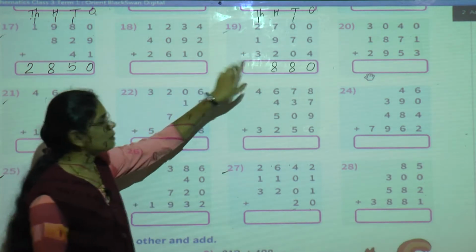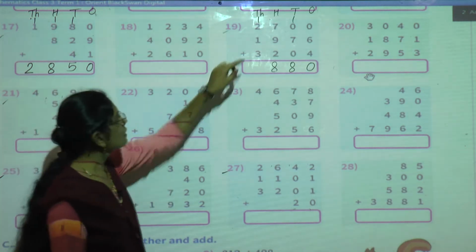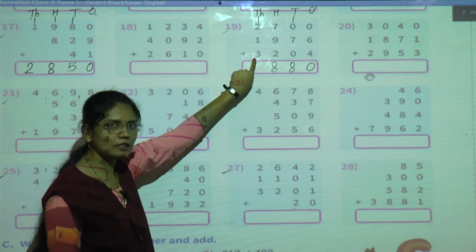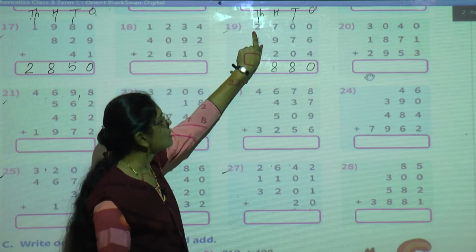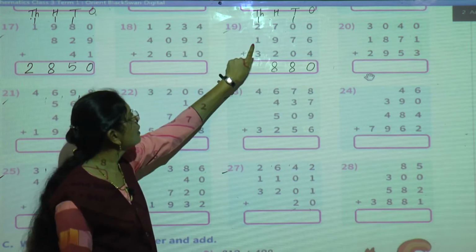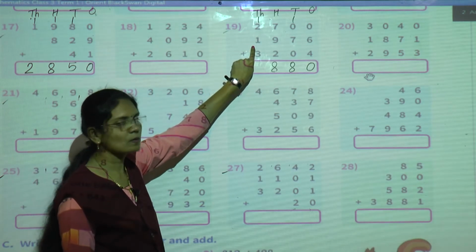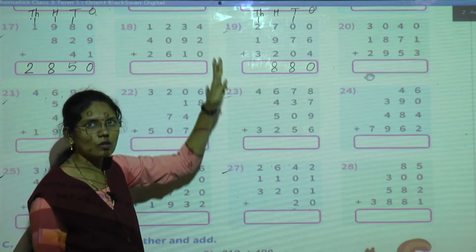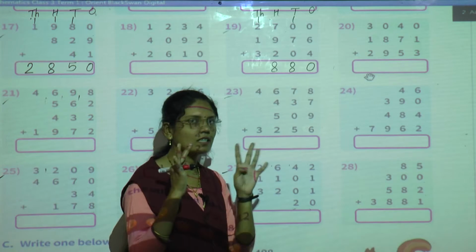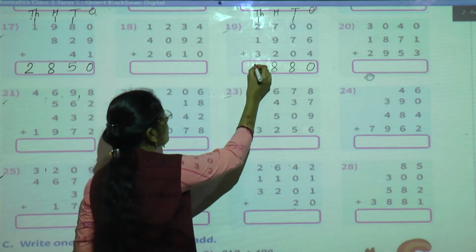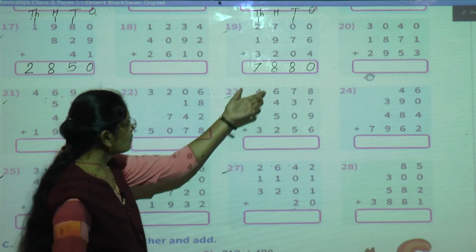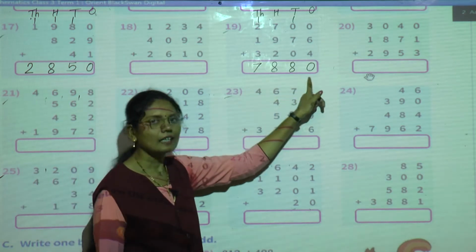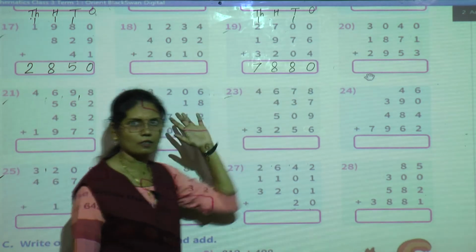Now see the thousands place digit. Here 1000 plus 2000 plus 1000 plus 3000. 1 plus 2, 3. 3 plus 3, this 1, 3 plus 1, 4. And again 4 plus 3, yes, 7. So 7,000. So what will be the answer? The answer is 7,880. This is our answer.